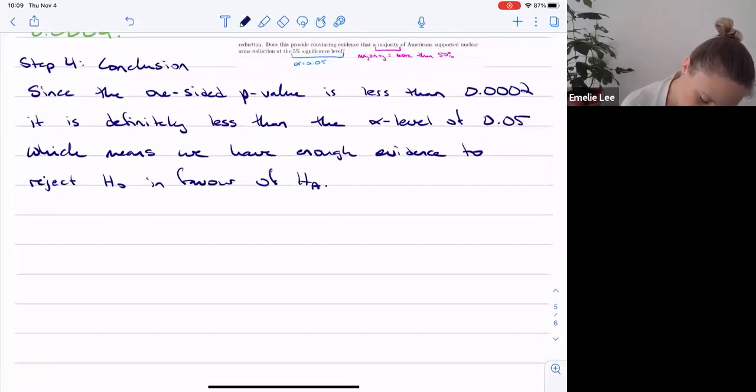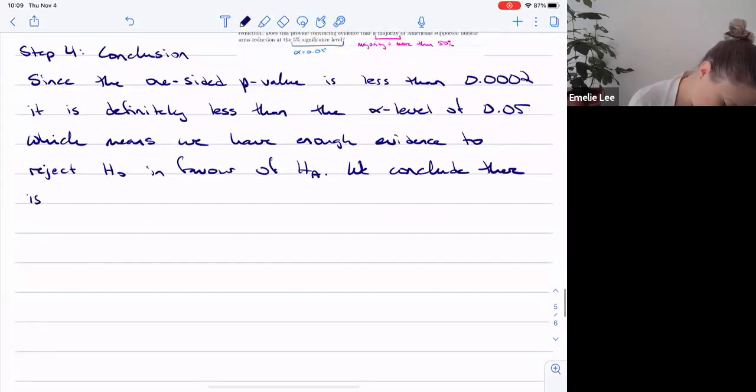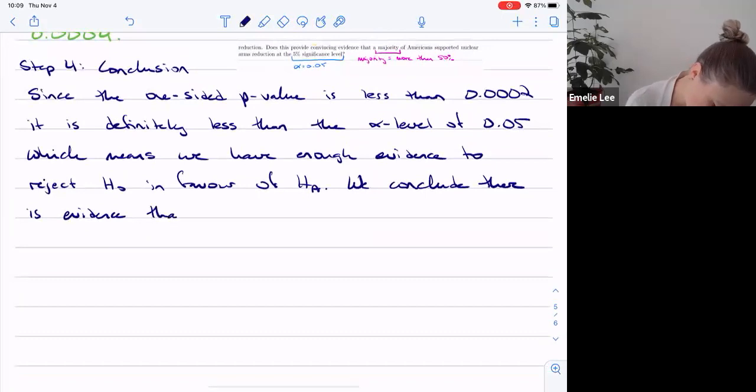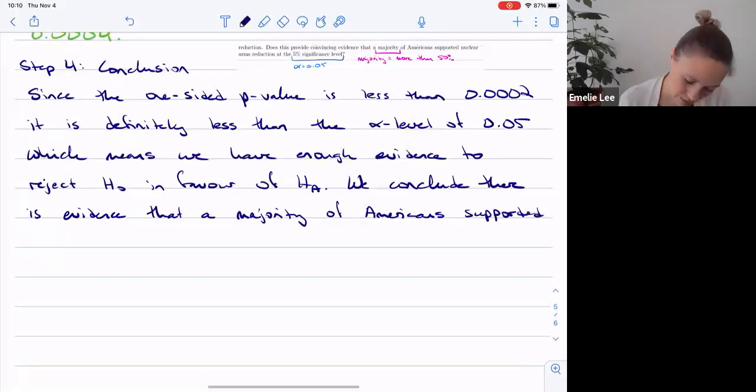So we conclude there is evidence that a majority of Americans supported nuclear arms reduction.